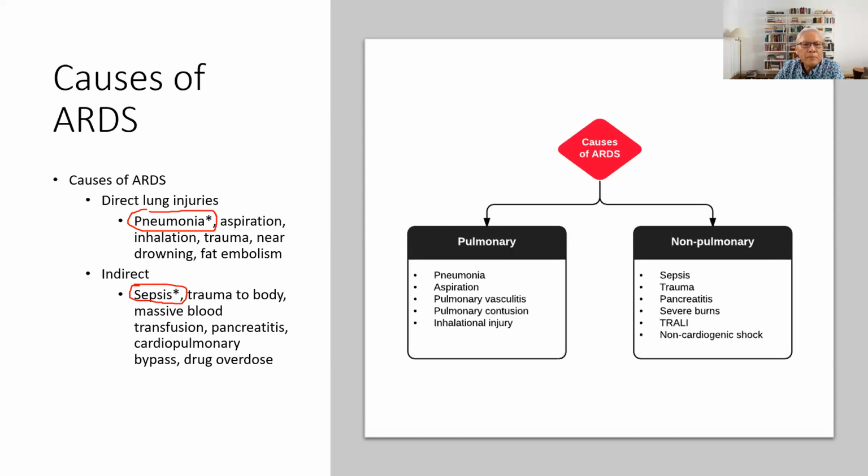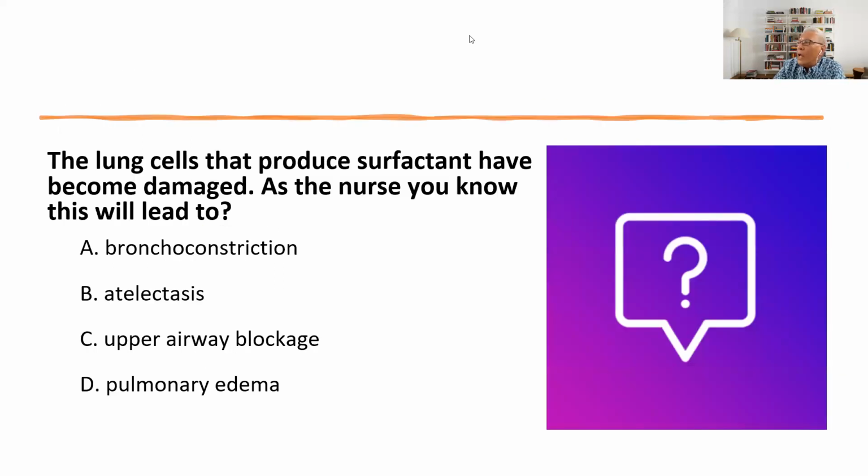Okay. All right, so now I have another question here. The lung cells that produce surfactant have become damaged. As the nurse, you will know that this will lead to what? So what happens when there is damage to the surfactant? Your answer? Thank you, Francis. All right.